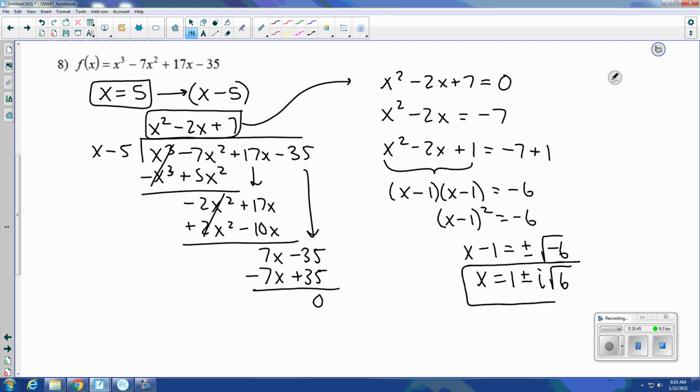Here are the two solutions that we found. In this case, I used completing the square. Again, the quadratic formula is acceptable. We were looking for 3 complex solutions from the cubic. We found all 3. We are done.